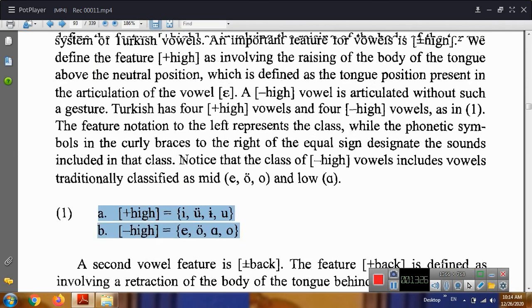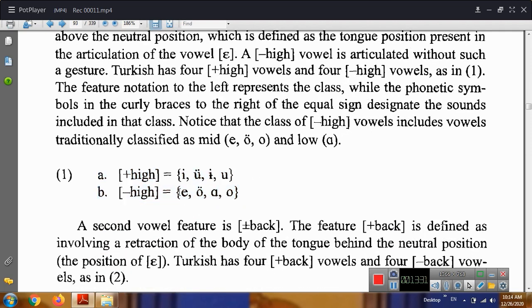Here you can see the sounds, which are the vowels of Turkish. In Turkish we have 8 vowels. I repeat it again, it is just special for Turkish. According to this feature, I mean according to the high feature, we have 4 plus high and 4 minus high sounds or vowels. Therefore, when we want to show them, we show them in this way.